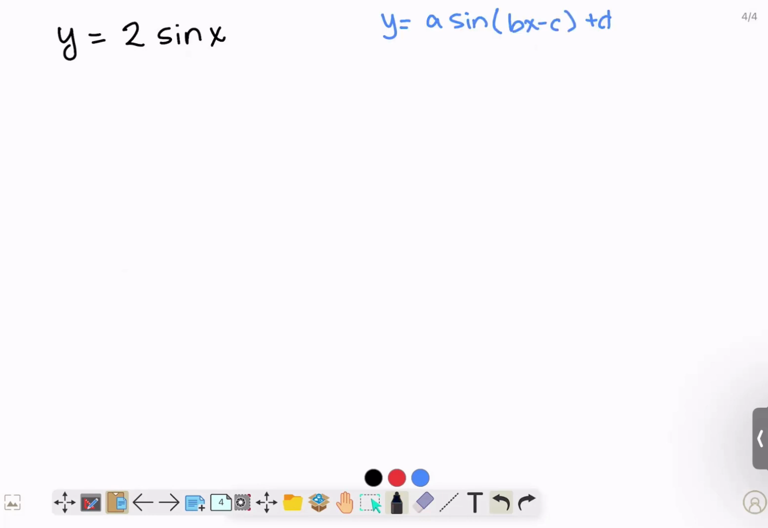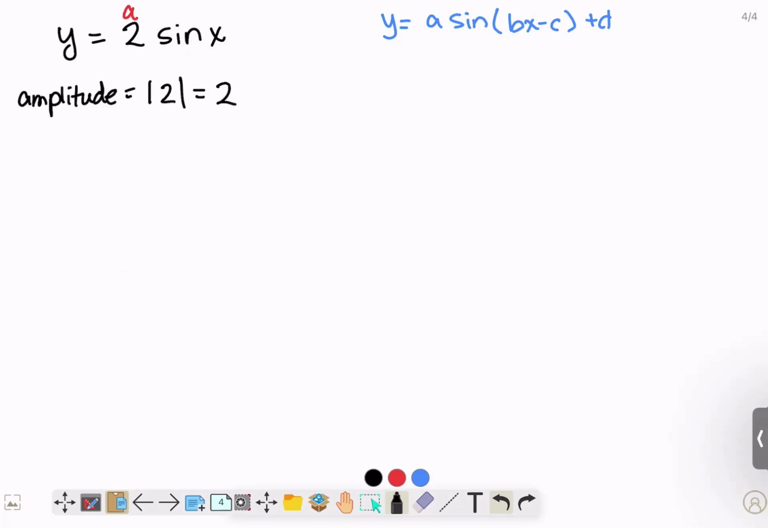So the 2 is multiplied in front of our sine. That is going to change the amplitude. So this is A. So it's going to change how high and how low. We're changing the range of my function. The amplitude is the absolute value of A, and here A is 2. This is A. So absolute value of 2 is just 2. That's the amplitude of this function.